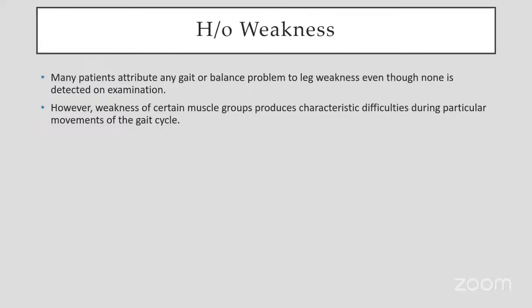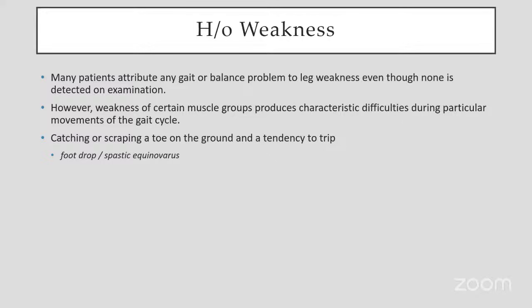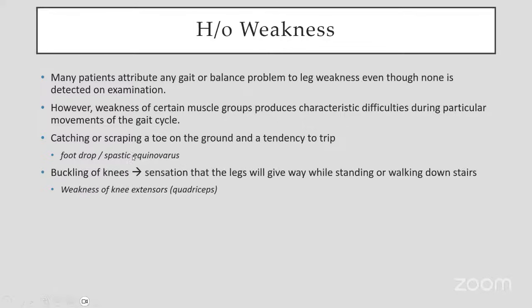So we have to ask about the history of weakness. Many patients attribute any gait or balance problem to leg weakness, even though none is detected on examination. However, weakness of certain muscle groups produces characteristic difficulties during the movement pattern of the gait cycle. If they have foot drop or spastic equinovarus, they have catching or scraping of a toe, like tripping on the toes on the ground, and a tendency to trip. If they have quadriceps weakness, they may present with buckling of the knees or a sensation that the legs will give way while standing or walking downstairs.